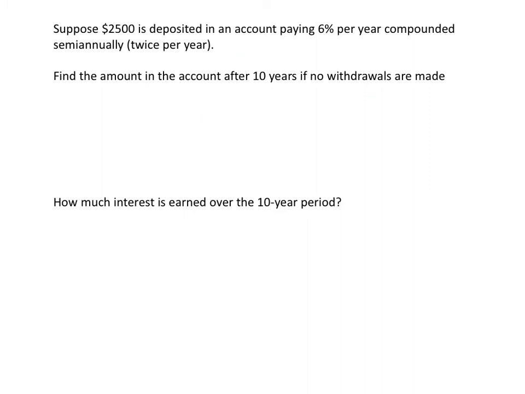So now we actually get to try one. Okay, we're going to take $2,500 and deposit it into an account that pays 6% per year, compounded semi-annually. That means every 6 months or twice per year. We need to find the amount in the account after 10 years. We have all the information we need. The principal balance is $2,500. The rate is 0.06 because we always take our percent and write it as a decimal. The time is the number of years, that's 10. And then N is the number of payments every year, which is 2.